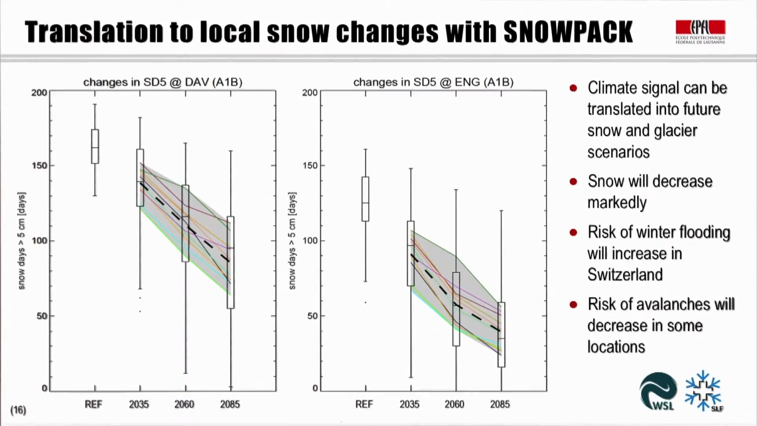What you can read here is that snow will decrease markedly in the future, and as a result of that, you can easily imagine that when you have less snowfall in the winter but the same amount of total precipitation, then much more of the precipitation will fall as rain, which increases the risk of winter flooding. It will also mean that, for example, the risk of avalanches will decrease in some of the areas we looked at, and the cost for snow removal will decrease.